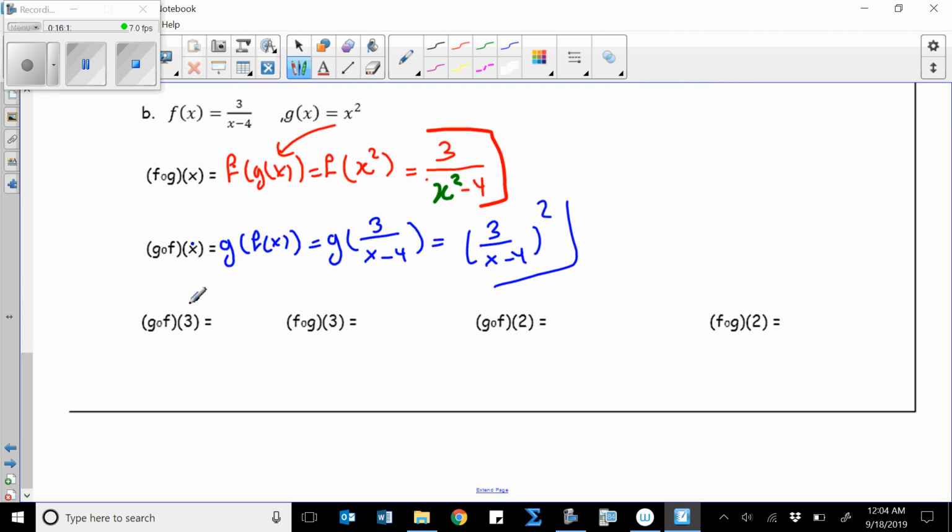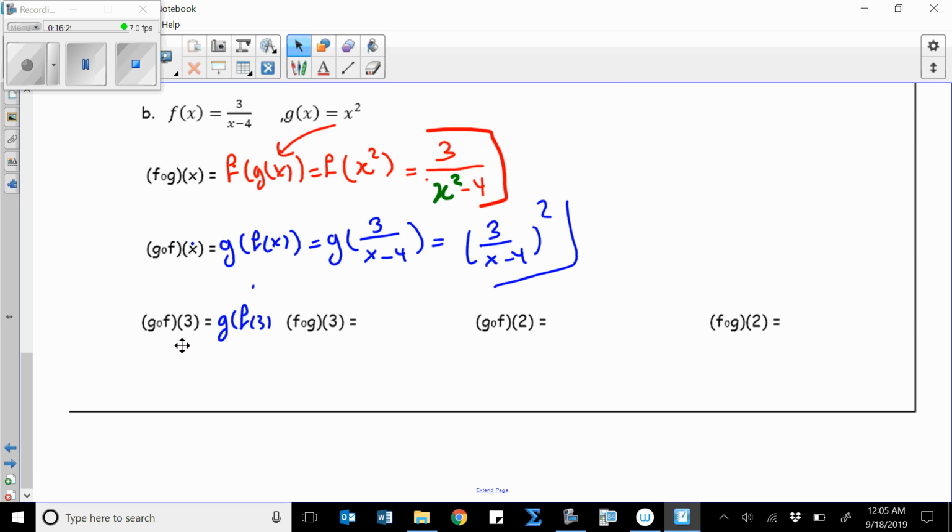Then we're going to find some values here. Evaluate g of f of 3 first. So g of f of 3 is going to be like this, g of f of 3.